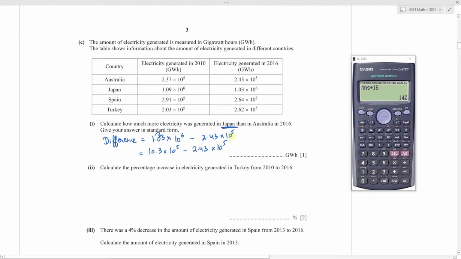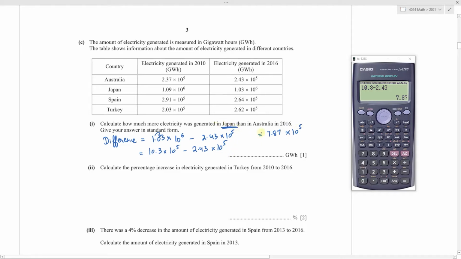Now since my powers of 10 are the same, I can take them as common and I have to simply subtract 2.43 from 10.3. So 10.3 minus 2.43. So this is 7.87 into 10 power 5.